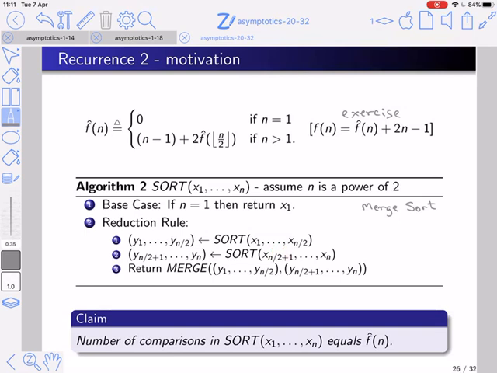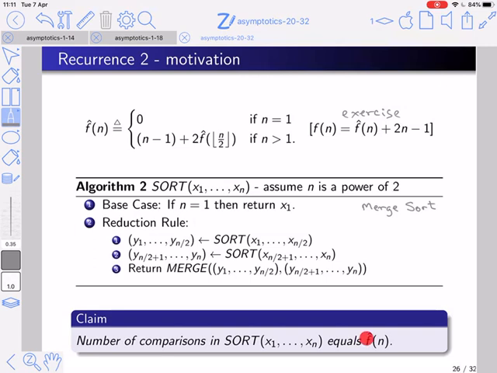Now, to complete the sorting of the input, you take these two sorted lists and you merge them. How does merging take place? Well, you scan each of the lists from the small number to the big number, and you compare the numbers you have, and you output the smaller number, and you advance the pointer of the smaller number, and you continue in this fashion. Now, the point that I want to emphasize is that the number of comparisons in this sorting algorithm equals f hat.